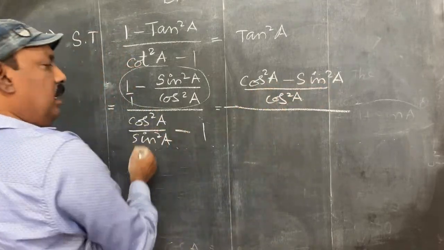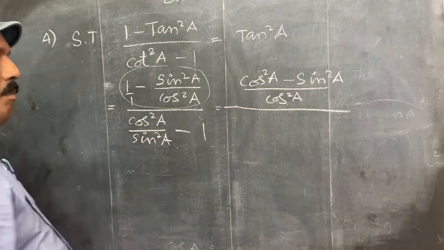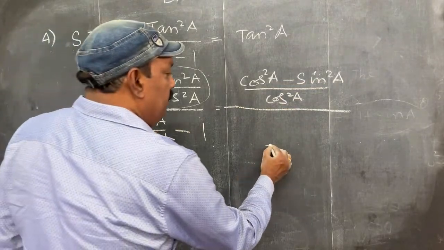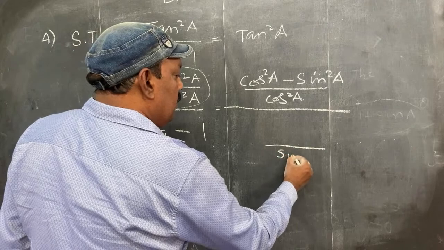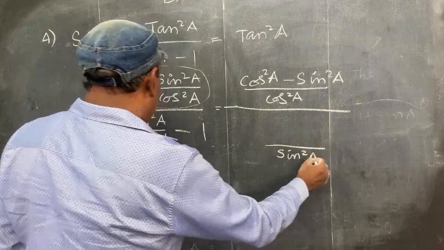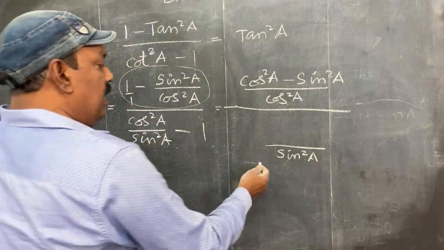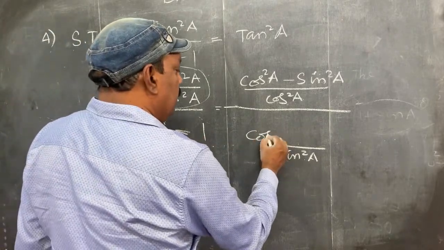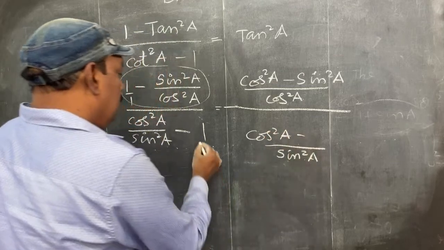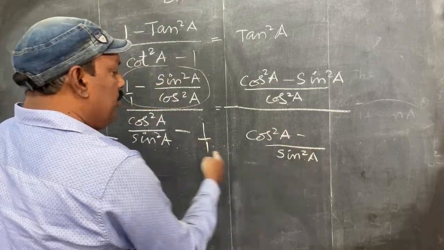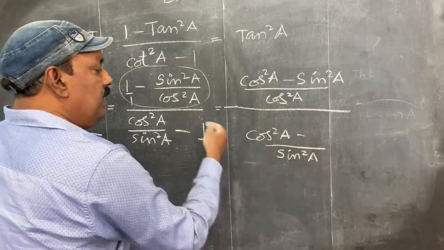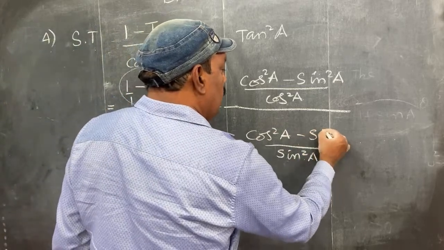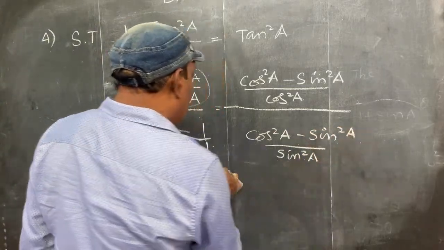Now we are taking the LCM for the denominator also. The LCM for the denominator is sin square A. Sin square A by sin square A, you will get 1, and 1 into the cos square A, minus here 1 sin square A by 1, sin square A into 1, sin square A. Now this one we got.